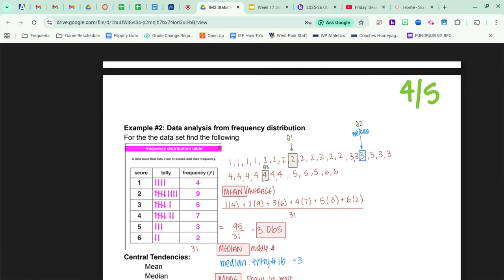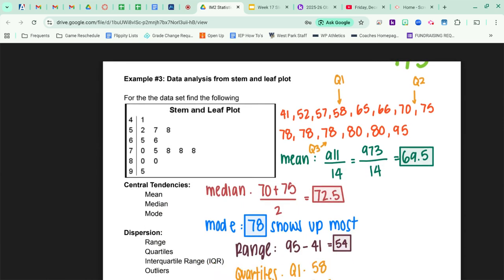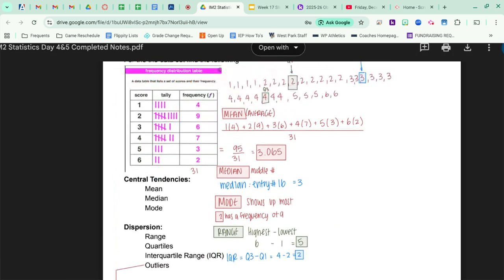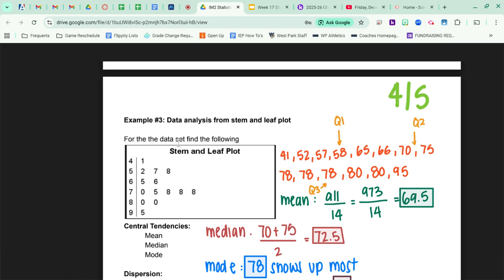Now you'll come back and you'll try example 2 on your own after you give example 3 a try. So let's look at this. This is known as a stem and leaf. Now the whole point of stem and leaves and frequency distributions, like example 2, is to take a whole big list of data and condense it down into something that's more readable. So we have this list, right? 41, 52, 57, etc. through 95. Now that list can be summarized using a stem and leaf.